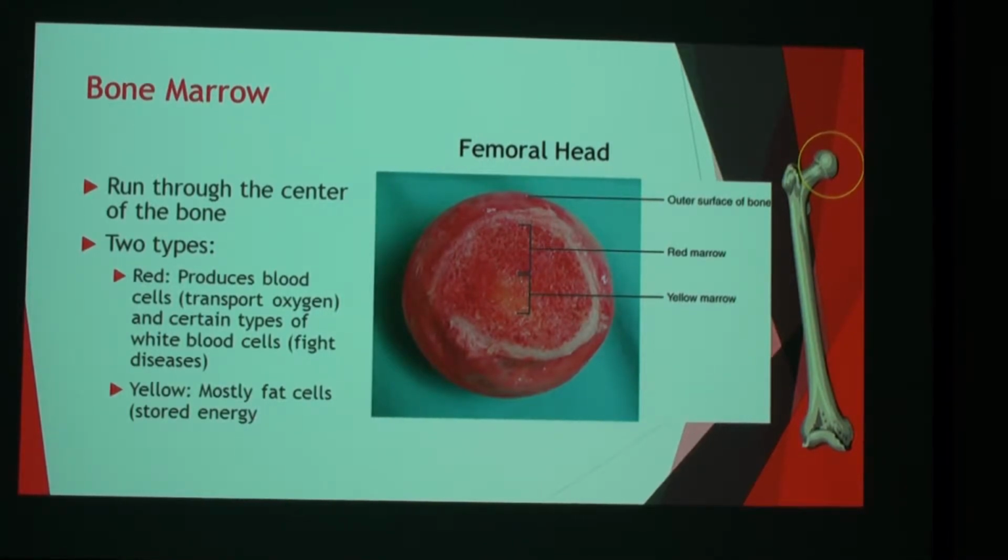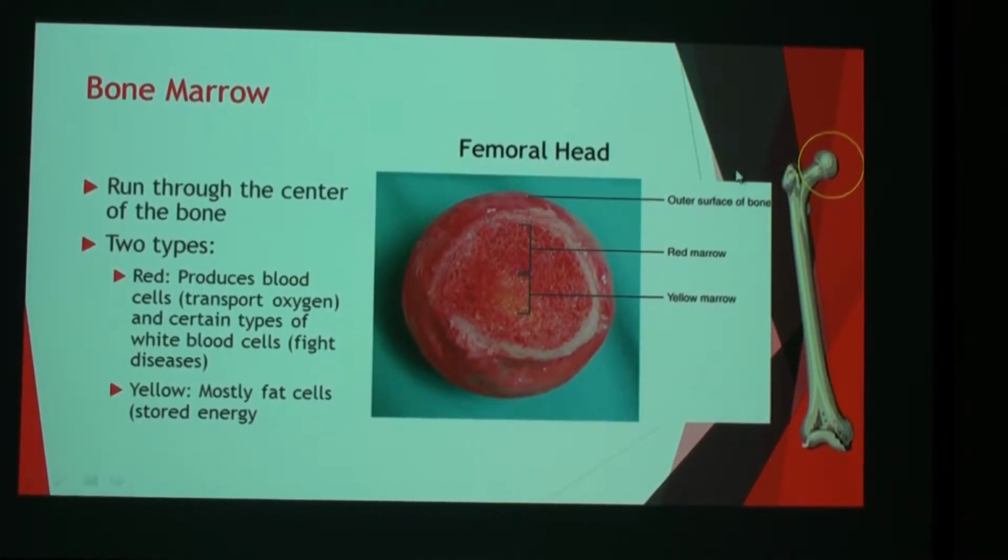and it's the one that produces the blood cells, which allow us to transport oxygen and nutrients all throughout the body. And it also produces certain types of white blood cells, which are the ones that help us fight diseases when we're sick. And the second type of bone marrow is the yellow bone marrow, which is composed of mostly fat cells, and this is where we store most of the energy.